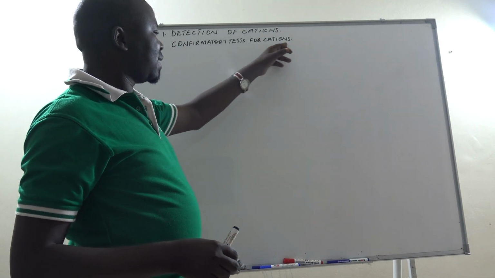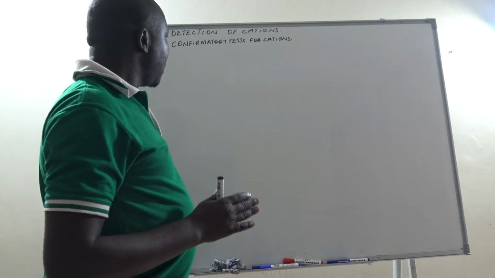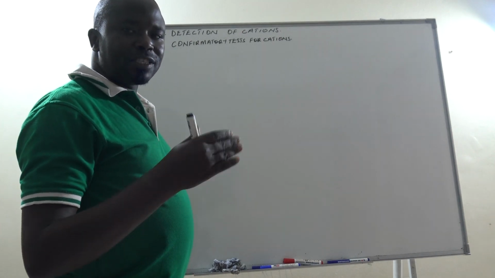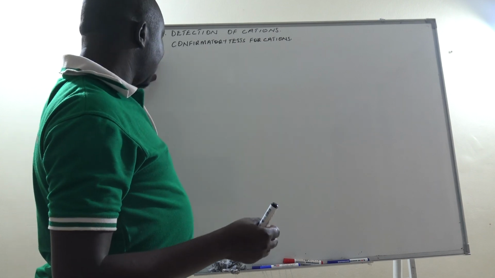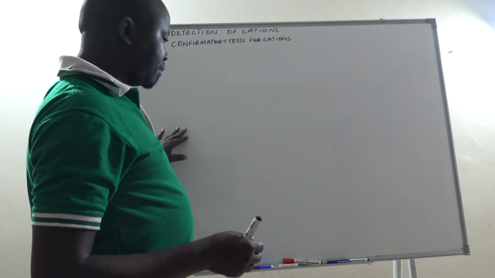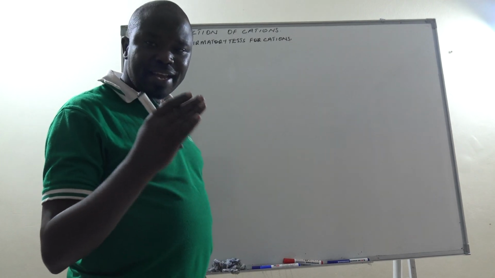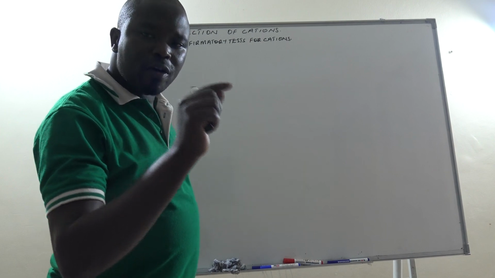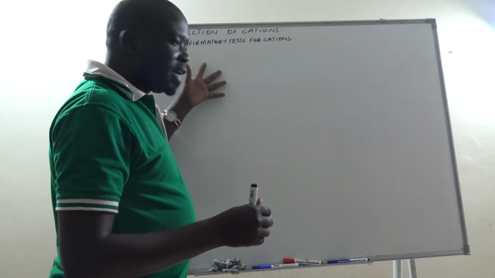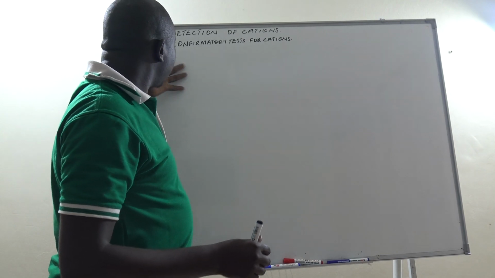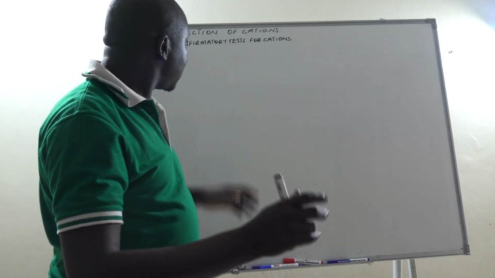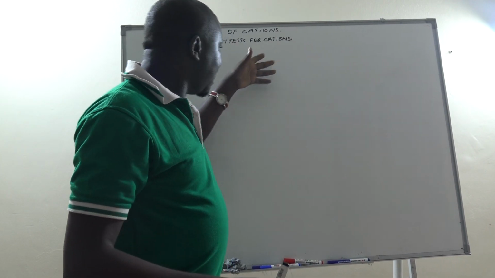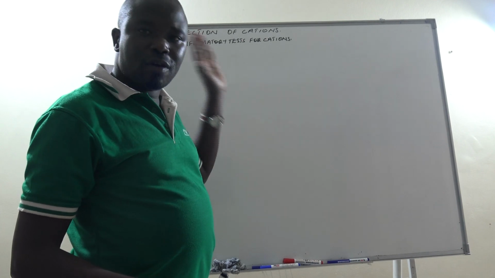Confirmatory tests for cations. Specifically, we are looking at some cations that we can be asked to confirm using some reagents. And remember that sometimes you may not be given the reagent. So they will ask you to carry out a test of your own choice. That means choose a reagent, then you have to talk about how to carry out the test. Then you carry out the test, record your observation, and then deduce correctly about the ion that you have confirmed.